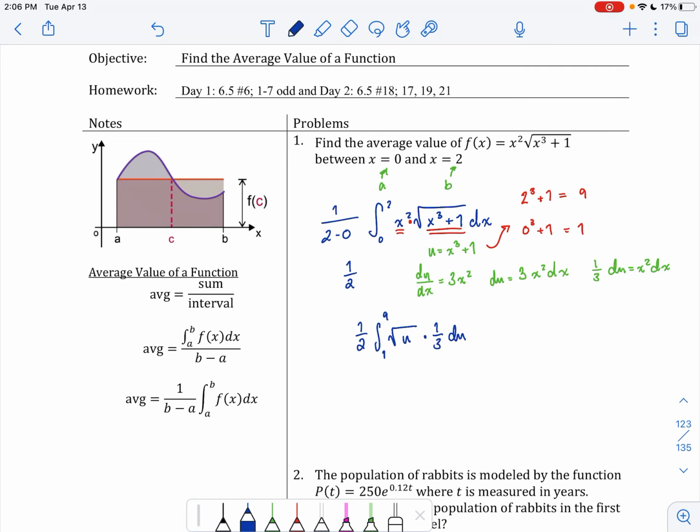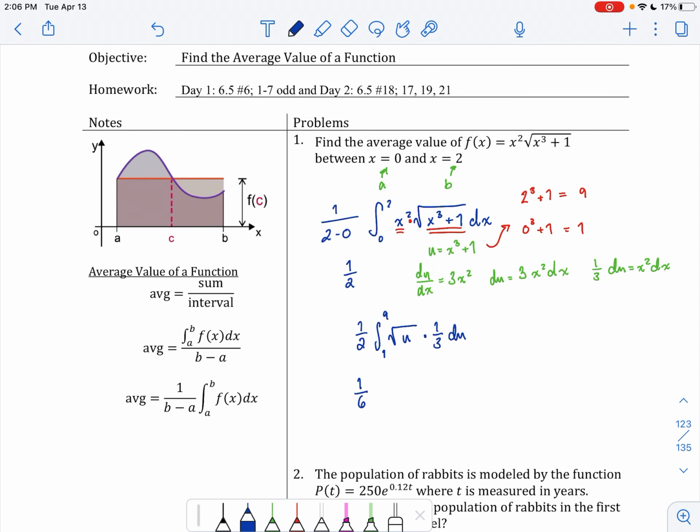I'm going to bring the 1/3 out since it's just a coefficient. So then I get 1/6 integral from 1 to 9, and I might write this as a power so I can use the anti-power rule. So I end up with 1/6 times u to the 1/2 plus 1, so u to the 3 over 2, over 3 over 2, from 1 to 9. Simplifying, dividing by 3 over 2 is the same as multiplying by 2 over 3. Cancel the 3, so I end up with 1 over 9 u root u, as a simplifying of u to the 3/2, from 1 to 9.